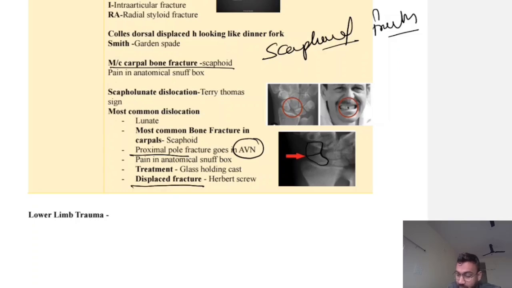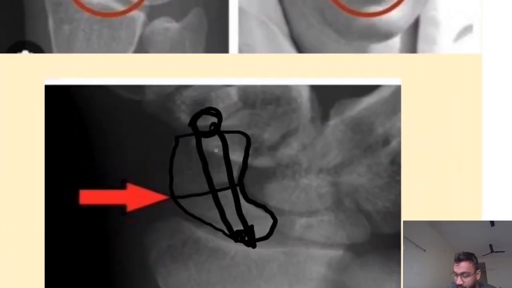If this is an undisplaced fracture, you can apply a glass holding cast. This is the glass holding cast, like how we hold a glass. If there is a displaced fracture, if both fragments are displaced, then we have to align these fracture fragments and put a Herbert screw. It is a screw which causes compression. That is the Herbert screw. You can see this is the Herbert screw.